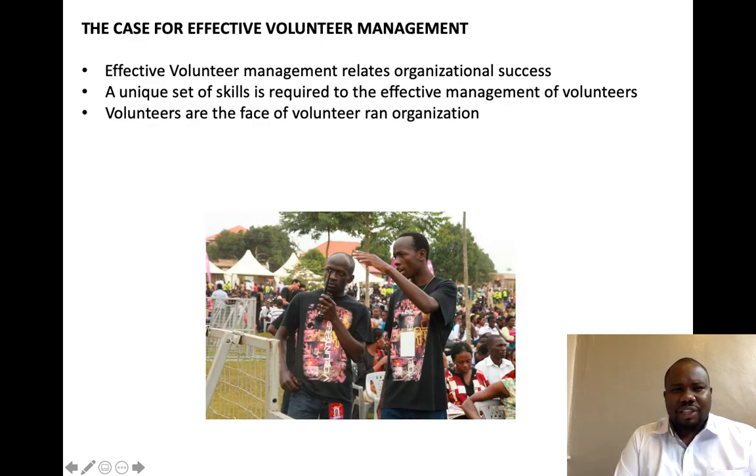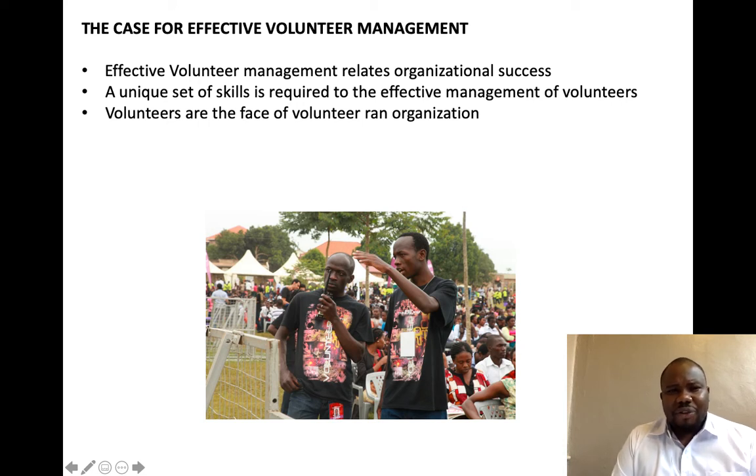So what's the case for effective volunteer management? Why am I talking about it today? Effective volunteer management relates to organizational success. In other words, if you manage volunteers effectively, the organization will succeed. Secondly, a unique set of skills is required to effectively manage volunteers. Volunteers are very different from full time workers for the mere fact that they are not paid. So that means they depend so much on their intrinsic value. You have to motivate them intrinsically.